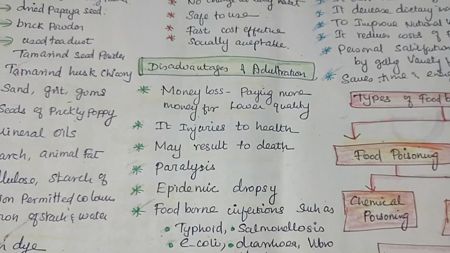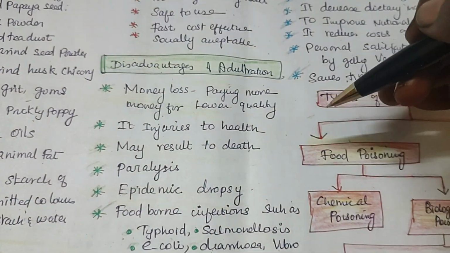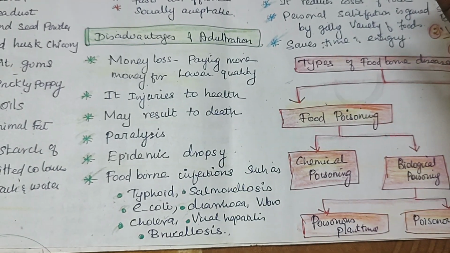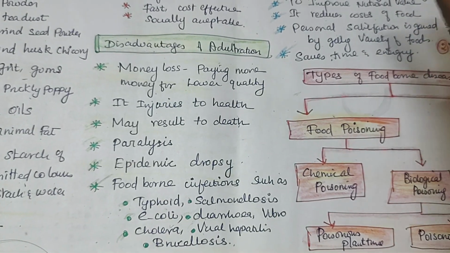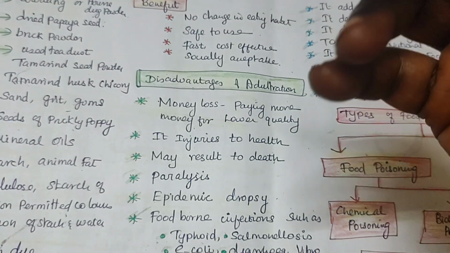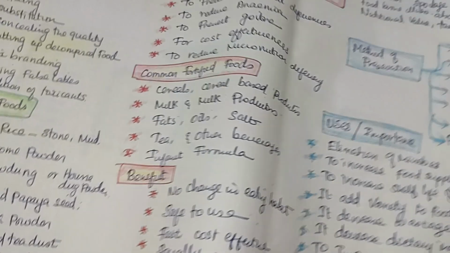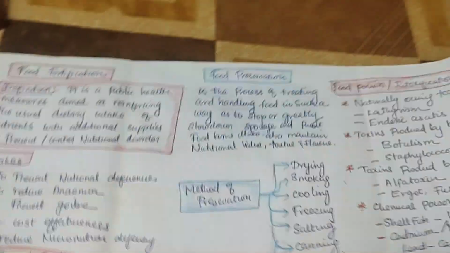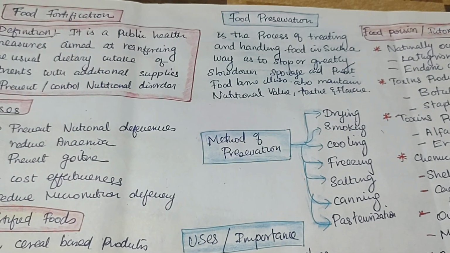The disadvantages: there is monetary loss, you will get some diseases, injuries to the health. Sometimes death may result, some epidemic dropsy, and foodborne infections will come: typhoid, Salmonella typhi, E. coli, cholera, viral infections, brucellosis, many things. They may use vinegar to clean old animal fat. They ate shawarma, one boy died; like that, news you can always hear about this. So that is called food toxins or infection, that we will see later.